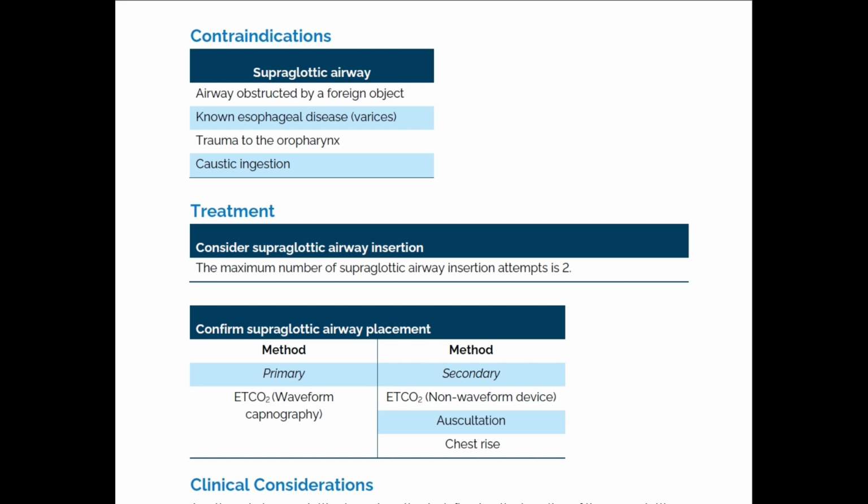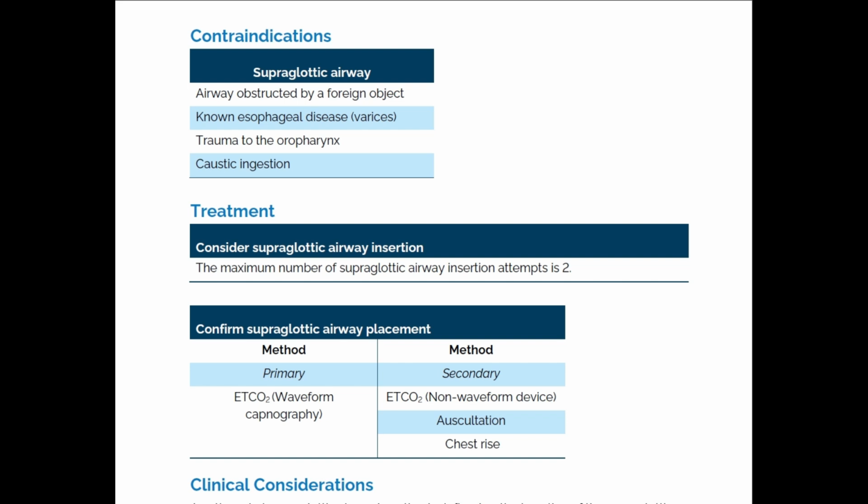When the conditions are met and contraindications are ruled out, the next step is the actual insertion of the supraglottic airway. It is important to note that the maximum number of insertion attempts is limited to 2. This restriction is in place to minimize trauma and potential complications associated with repeated attempts.